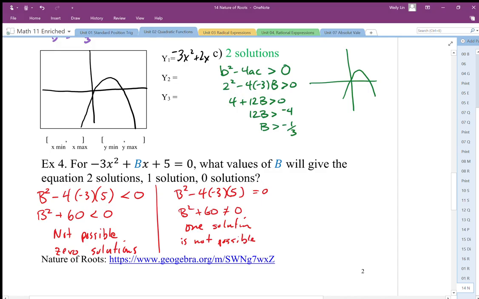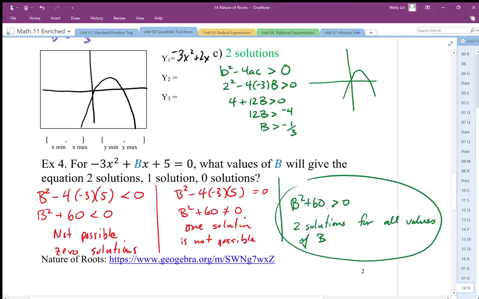Okay, and we don't really need to do the analysis for the last part, but for completeness, we know that b squared plus 60 is always going to be greater than 0 for all values of b. So two solutions for all values of b. Okay, so in this case, any value of b will keep this discriminant bigger than 0. That means we have plus minus square root of some number. Therefore, we'll always have two solutions for this graph.